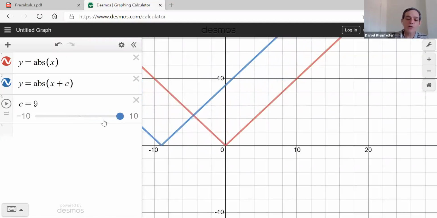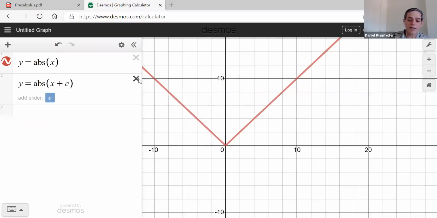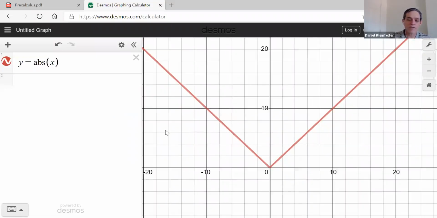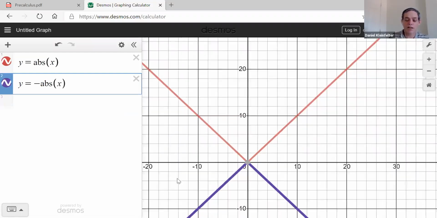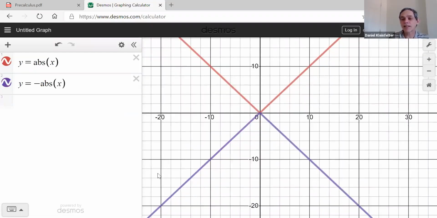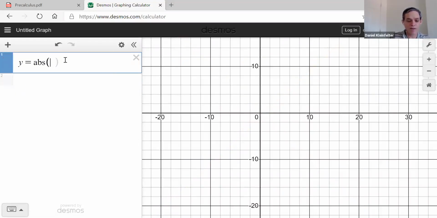Okay, so far we've seen a couple of horizontal and vertical shifts. Let's see if we can pull off a reflection. For the reflection across the x-axis, let's just make this y equals minus the absolute value of x. So here you can see that the graph is reflected across the x-axis. This one's going to look kind of dumb if I try to reflect it across the y-axis, right? Think about it for a minute.